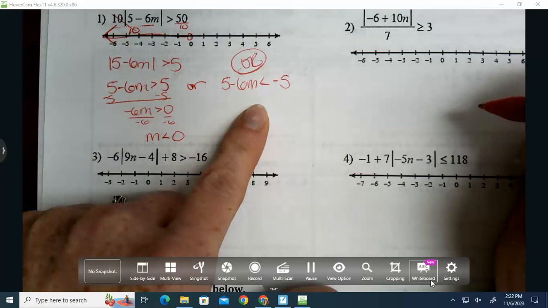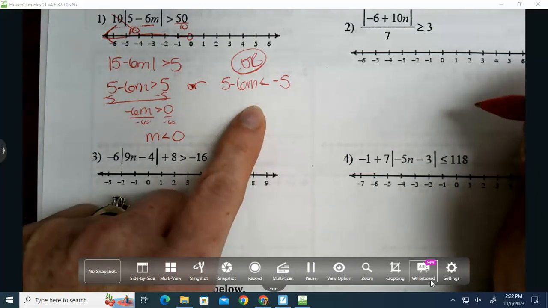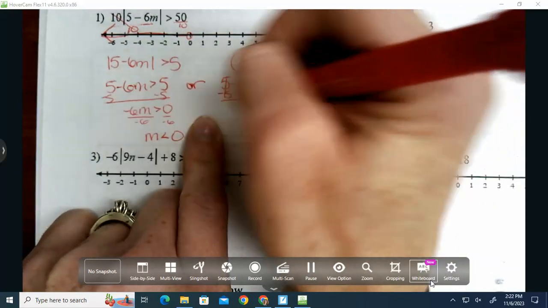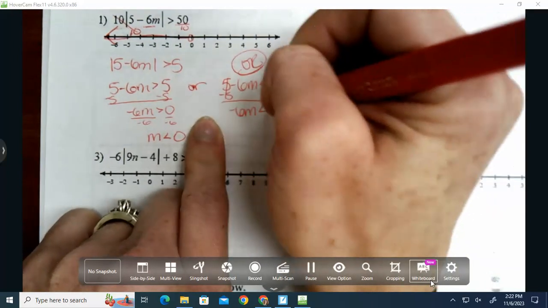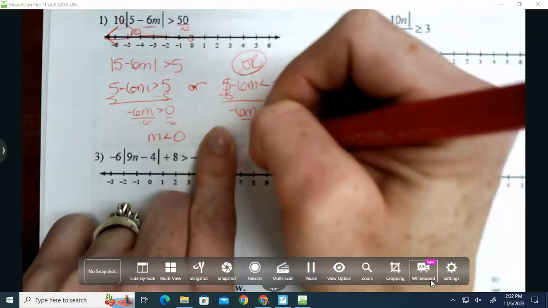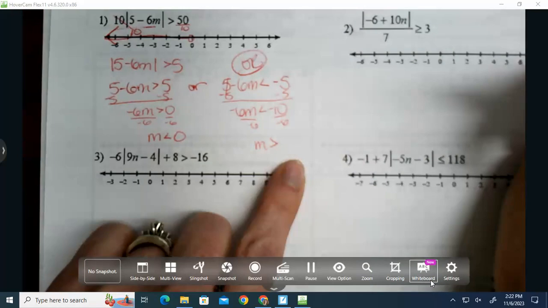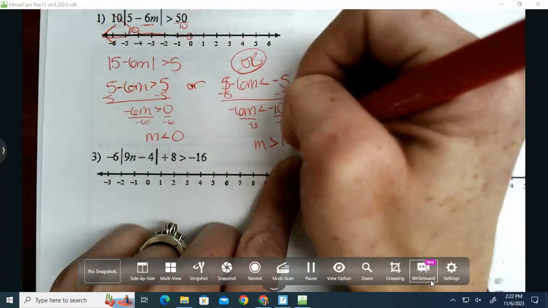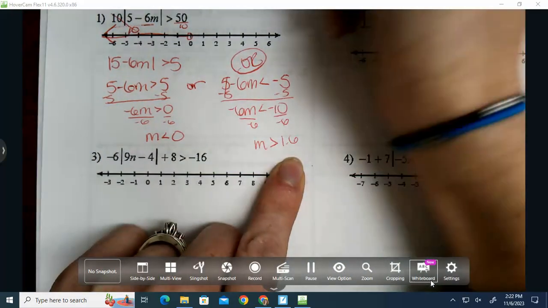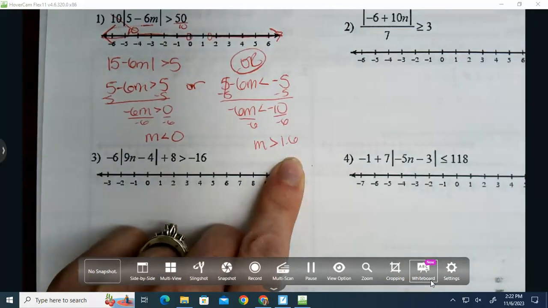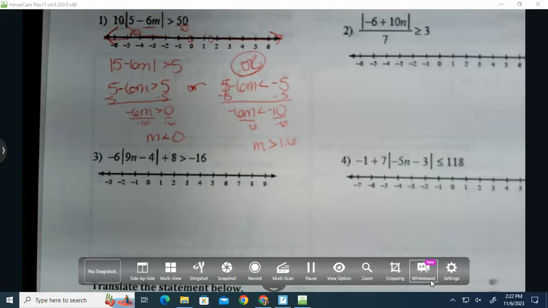All right, this one. What do we need to do? Subtract our 5. So we have negative 6m is less than negative 10. Divide by negative 6, which flips the inequality. Negative 10 divided by negative 6, it doesn't work out perfectly. What does that give us? 1.6. So then, when we graph it, it's an open circle at 1.6, and it's everything greater, so going to the right. So the ors, when we graph them, we get two separate pieces.